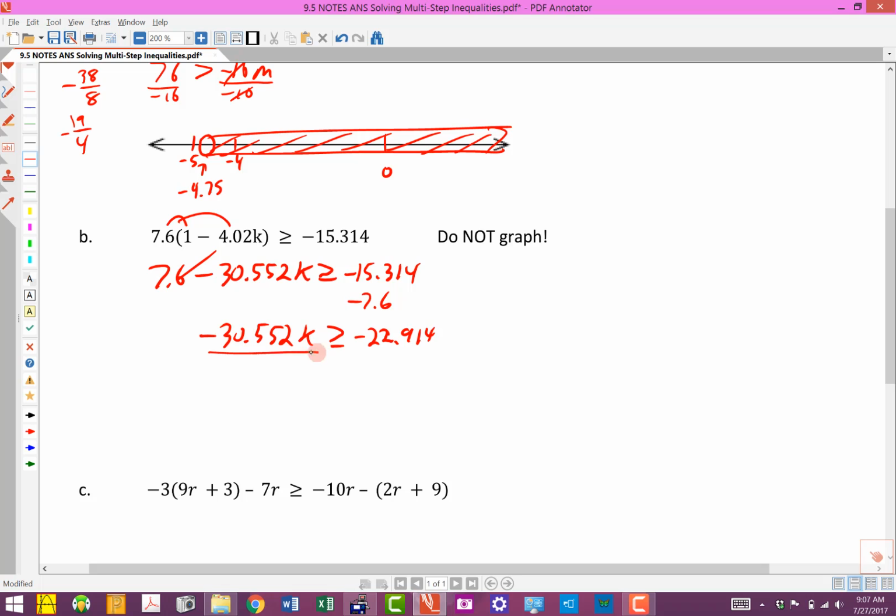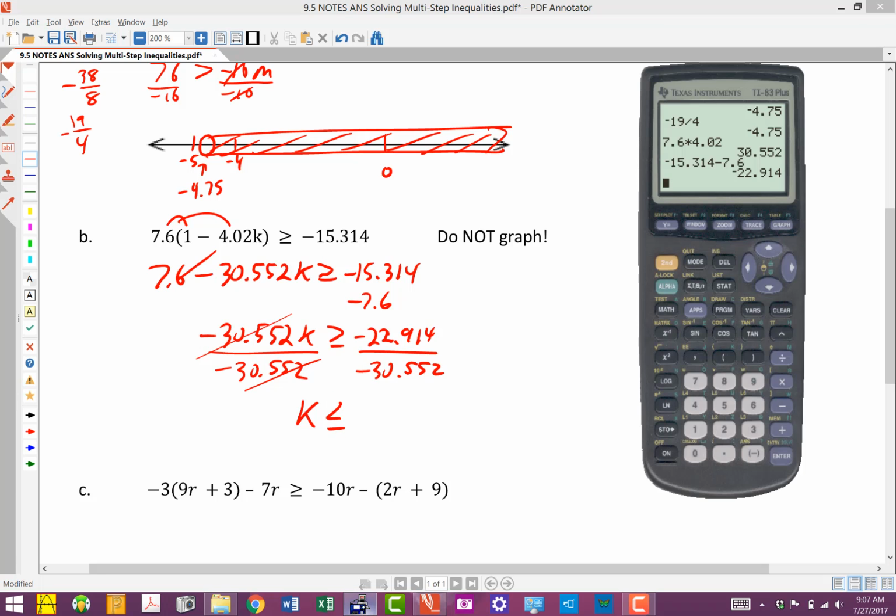Okay, and then we're going to divide both sides by negative 30.552. Now gosh, I hope you don't have many of these on your assignment that are this ugly, but let's go ahead and get rid of that. Doesn't matter how ugly it is, we're just thinking, okay, did we multiply or divide by a negative? We did on this one, so we need to switch the direction.